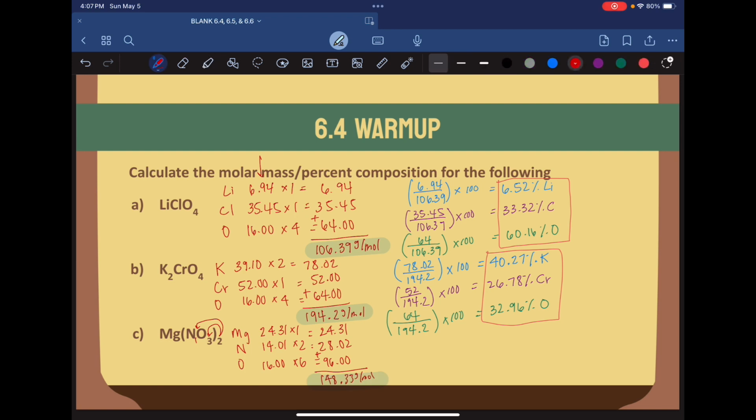Now we've got to find the percent compositions of each element. I'm going to start with magnesium, 24.31 divided by 148.33 times 100. Rounded to 2 decimal places, I'll get 16.39% for magnesium. Now I'm going to calculate nitrogen, so I'm going to take that 28.02 divided by 148.33 times 100. I'll get about 18.89% nitrogen. And the last one's oxygen. It's going to be 96 divided by 148.33 times 100, which is about 64.72% oxygen. Let me box these answers together. And that's the warm-up for 6.4.